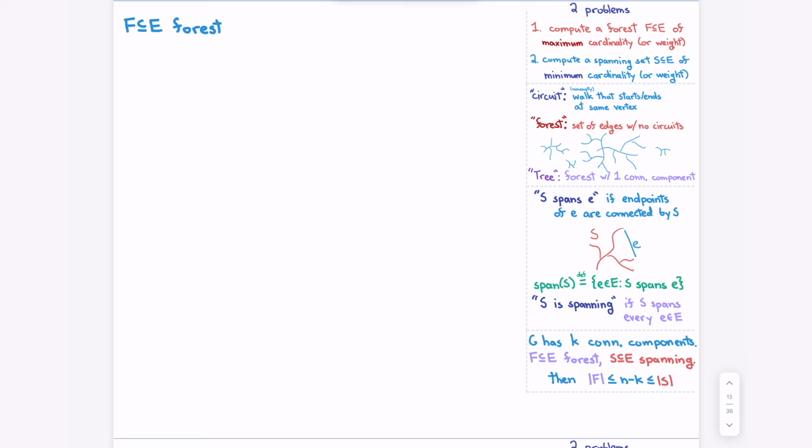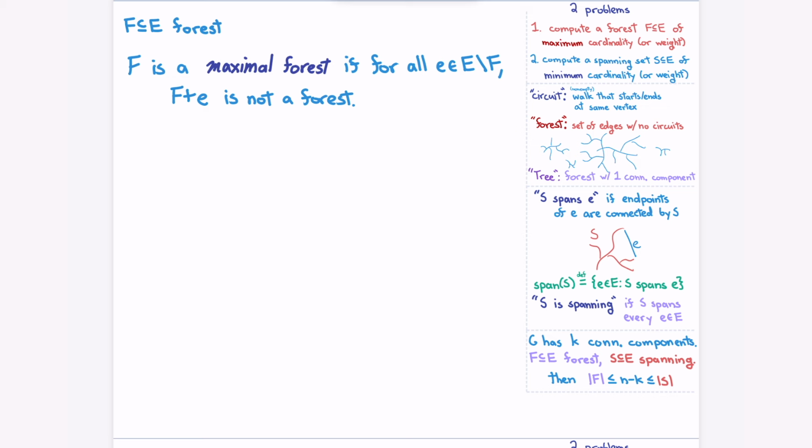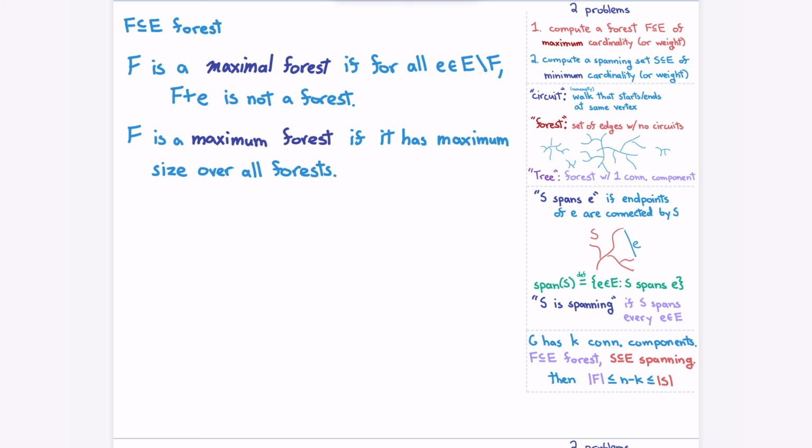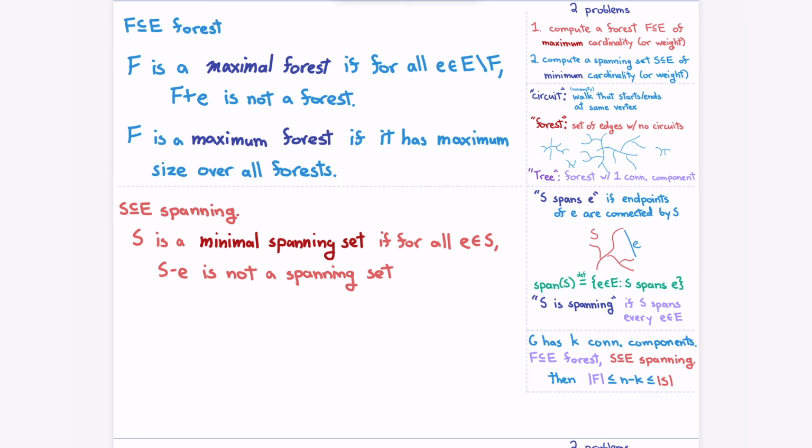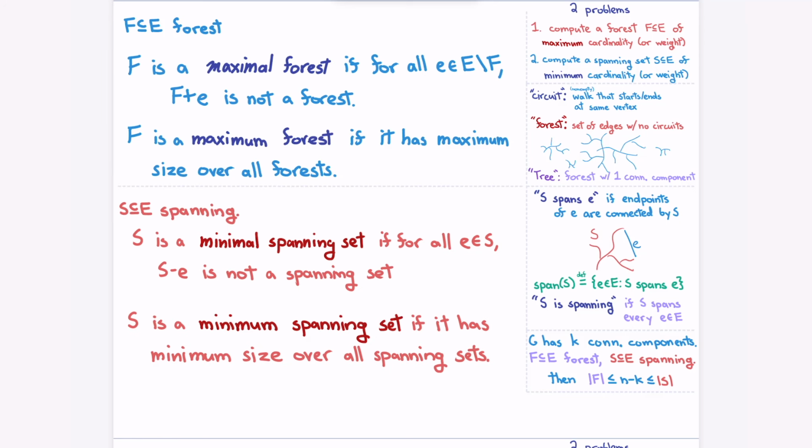Okay, so I think we can, well, I might need a couple of minutes. So let me say something. Okay, so a maximal forest is a forest where you can't add an edge and it still be a forest. Maximum forest is a forest with truly the maximum number of possible edges. Same with minimal spanning set and minimum spanning set. I want to make a small distinction here between maximal and maximum. Minimal, minimum.